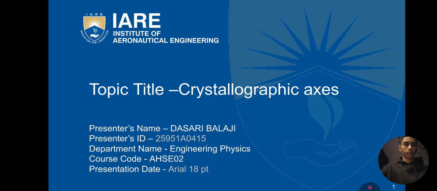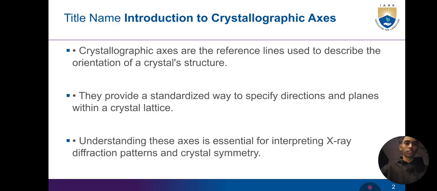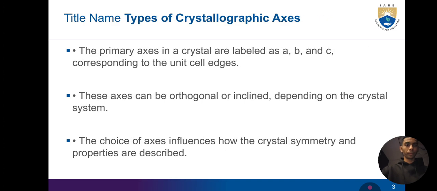Crystallography axes. Introduction to crystallography axes. Crystallography axes are the reference lines used to describe the orientation of a crystal structure. They provide a standardized way to specify directions and planes within a crystal lattice. Understanding these axes is essential for interpreting X-ray diffraction patterns and crystal symmetry.